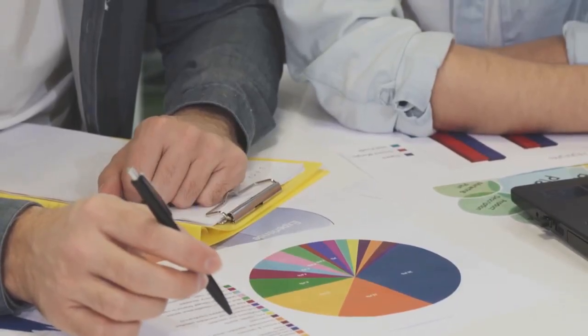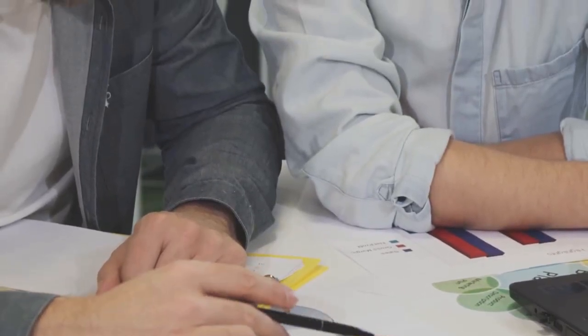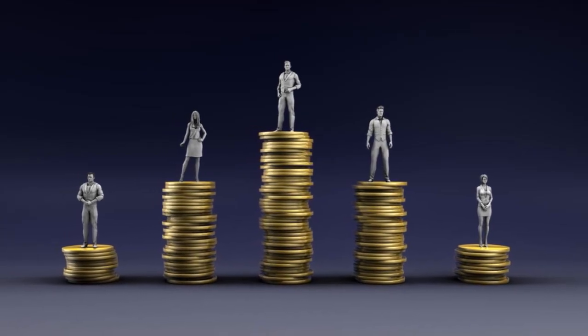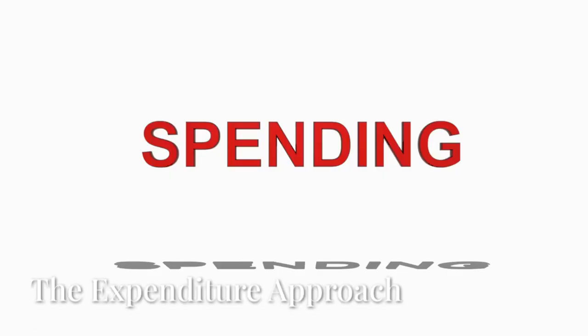The income approach tells us how the economic pie is divided. It helps us see if income is distributed equally or if there are large disparities between different groups.